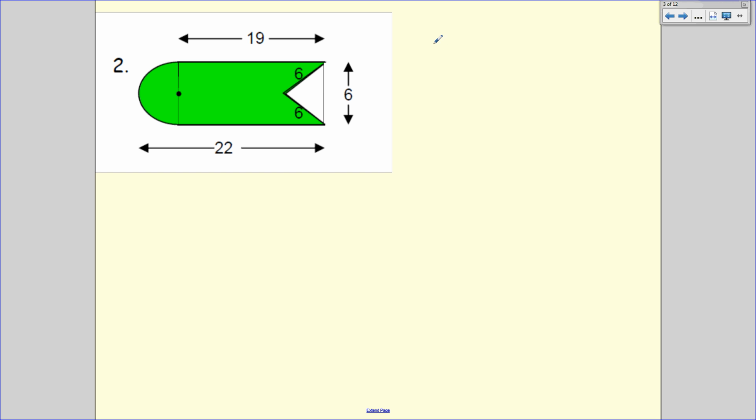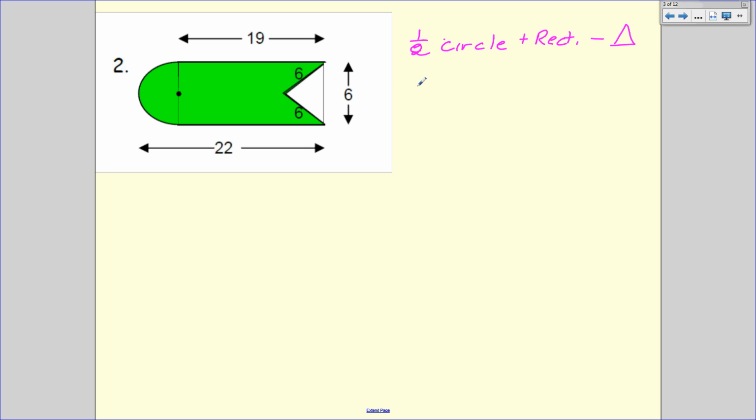So, what I'm going to do here is I'm going to say, okay, I have half of a circle. So, I have this half here. Then I have this whole rectangle, so plus the rectangle. But since the triangle is not shaded, then I'm going to need to subtract the triangle. So, I'm going to find the area of each piece, and then add or subtract what's necessary.